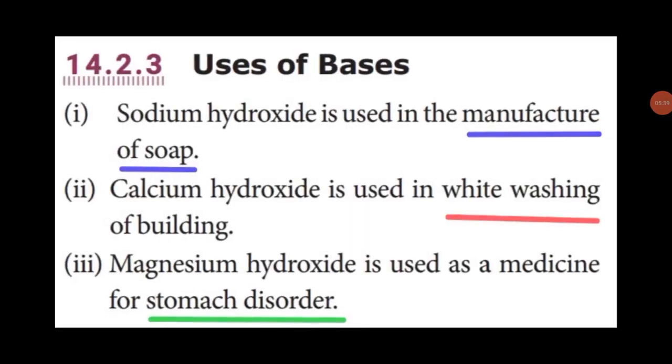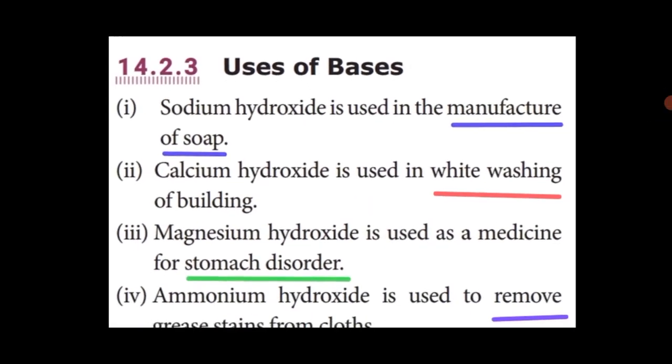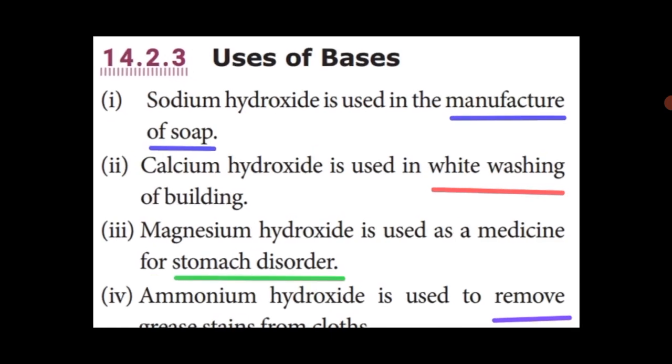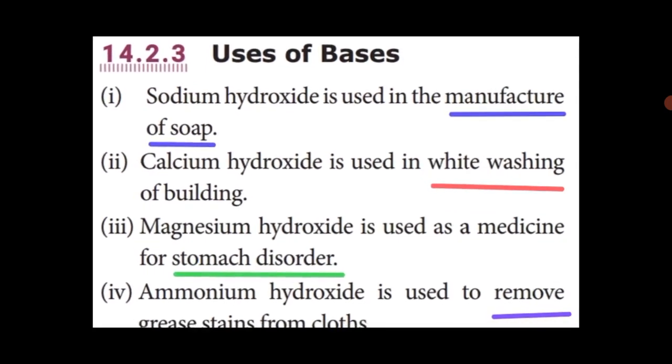Let's see uses of bases. The first base is sodium hydroxide. What is the formula? NaOH. NaOH is used in manufacture of soap. The second base is calcium hydroxide. What is the formula of calcium hydroxide? Ca(OH)2. It is used for whitewashing of buildings.